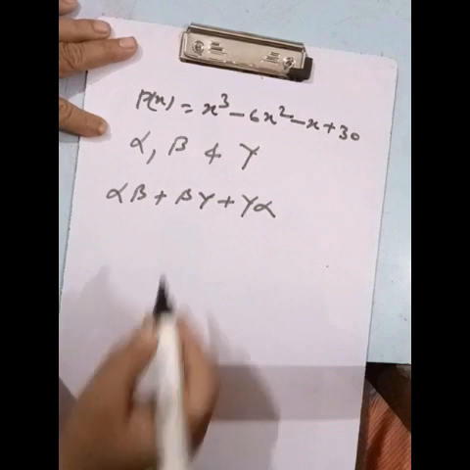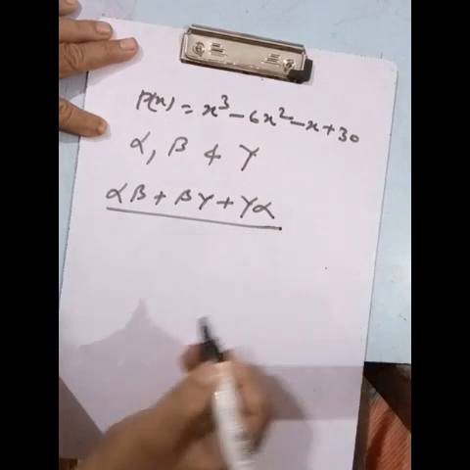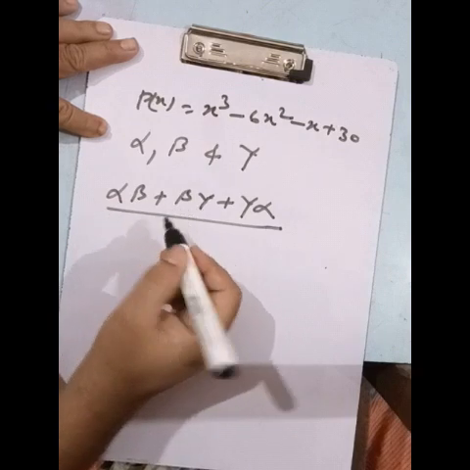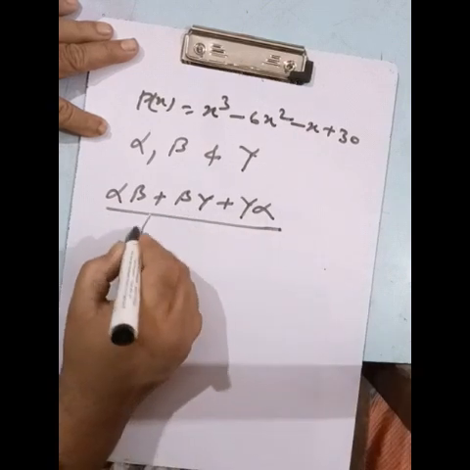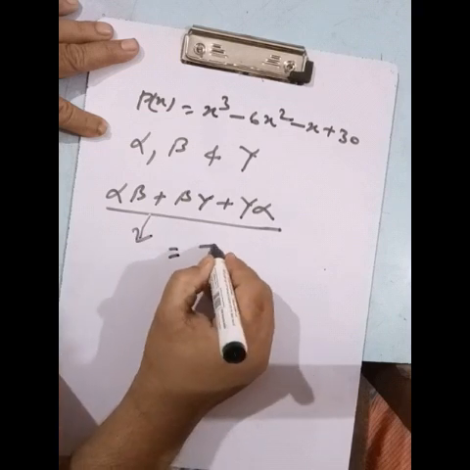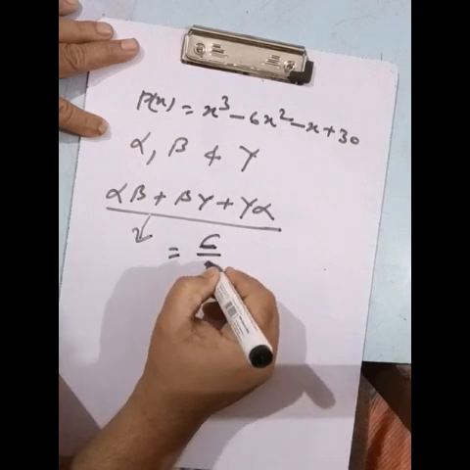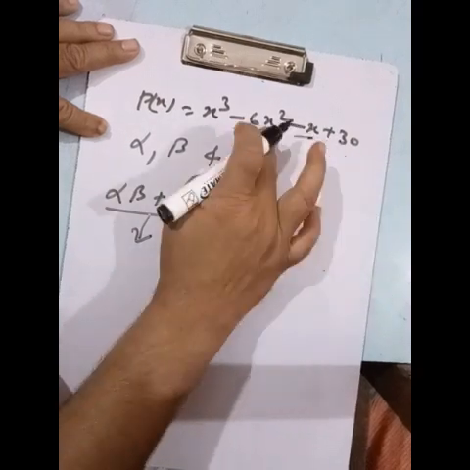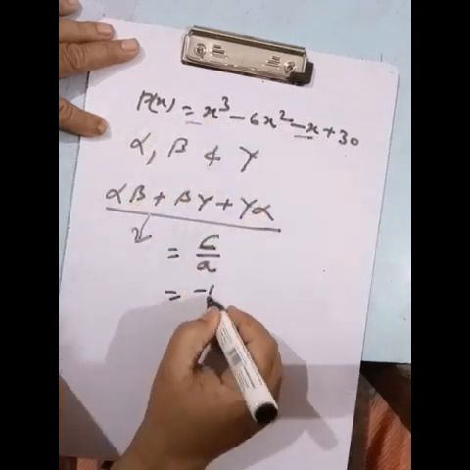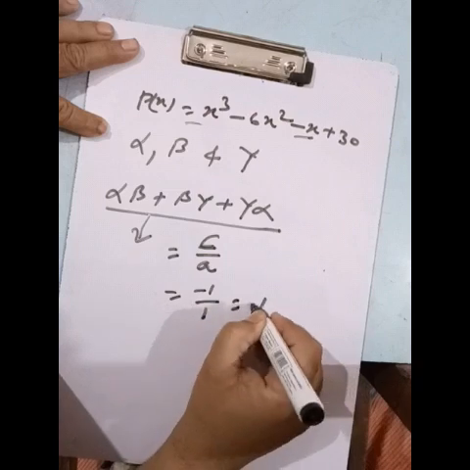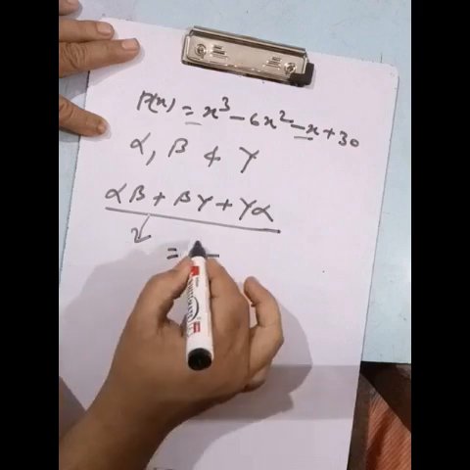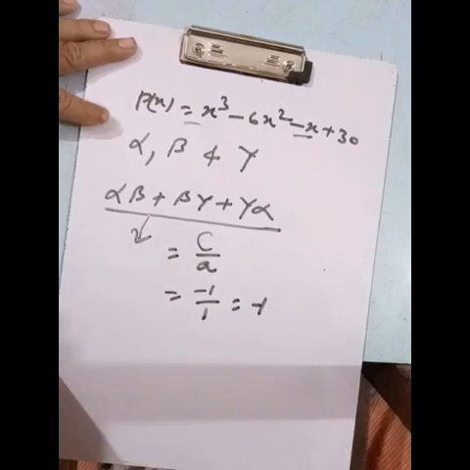So in this situation we go for the other process. This is given: the sum of the product of zeros taken 2 at a time, and our formula for this is c by a. So we will go directly here. Here c is given -1 and a is given 1. So it will be -1 by 1. This will be -1. c by a means coefficient of x by coefficient of x cube.